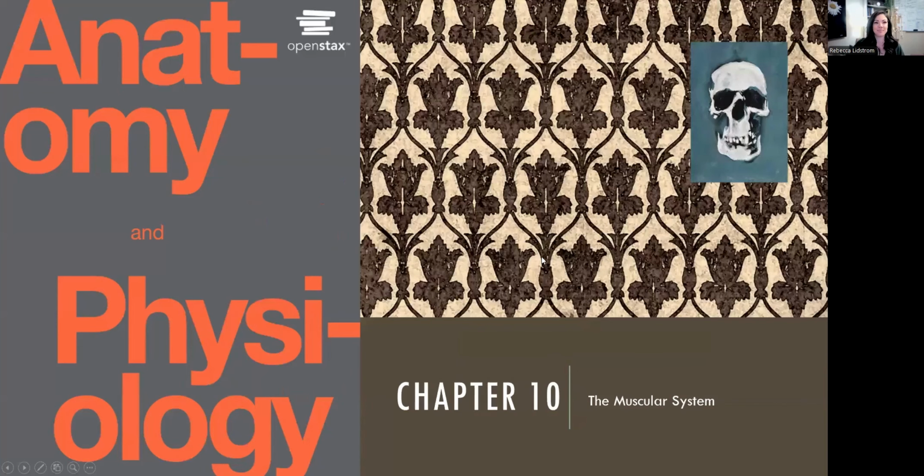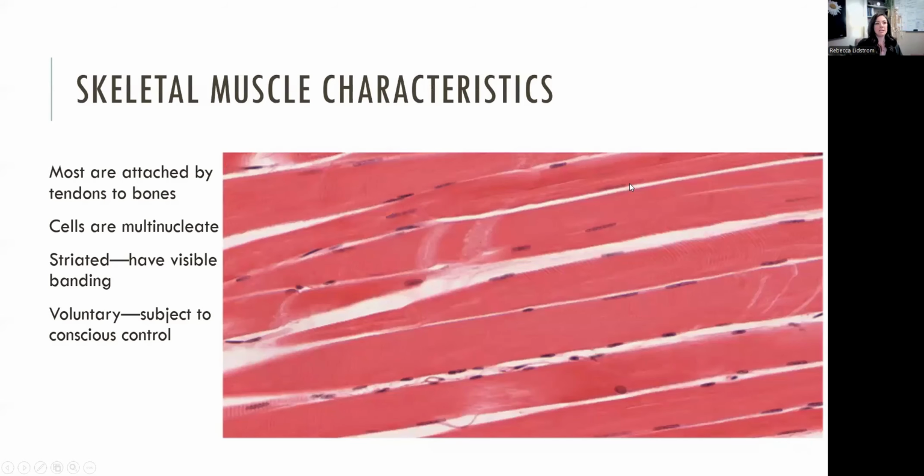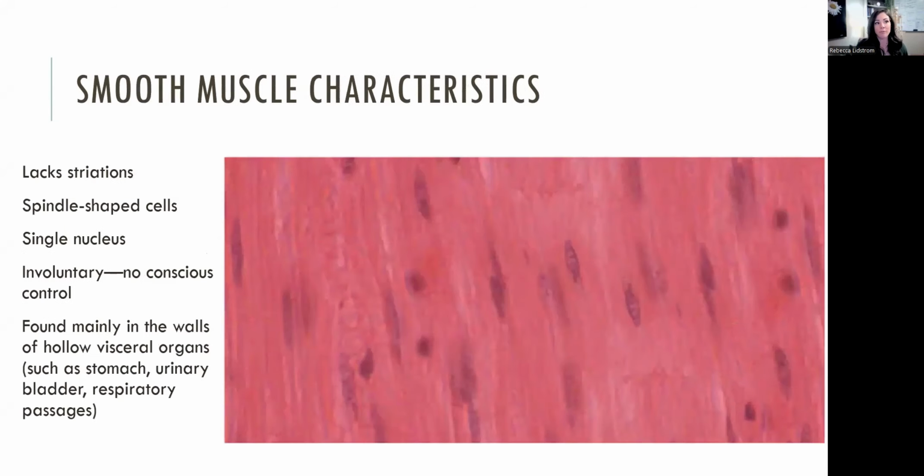Right. Let's talk about the skeletal muscle characteristics. Most muscles are attached by tendons, so tendinous insertions onto bones. The cells are going to be multinucleated. They are going to be striated, and that's these lines that you see here. They are voluntary. So when we say skeletal muscles, these are the muscles we're thinking about when we think about doing a bicep curl. We have three different types of muscles total within our body. So skeletal muscle is just one of them.